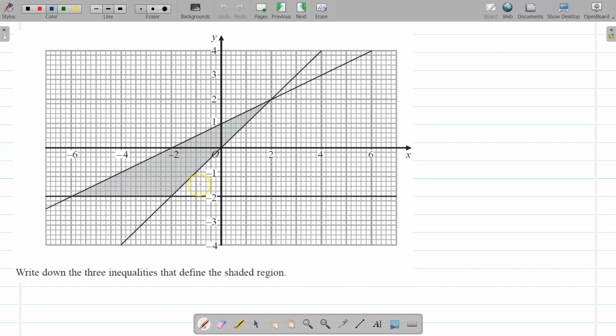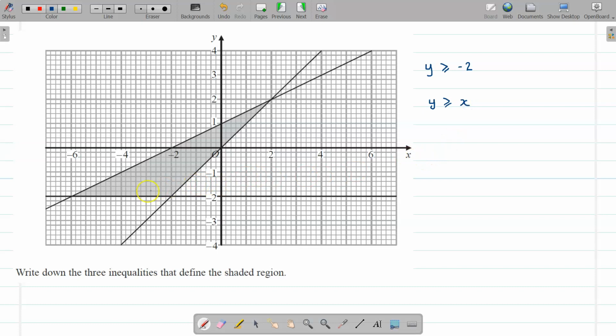Well, we've got the baseline, which is the line y equals -2. Okay, and the region shaded is bigger than -2, so y greater than or including -2. That's the first one. The second one is we have here the line y equals x, and the shading is above that line. So the second inequality is that y is greater than or equal to x.